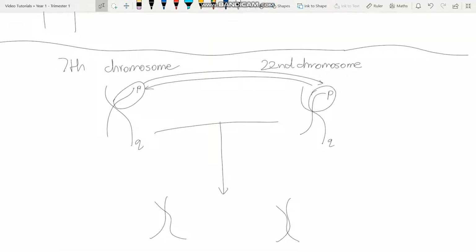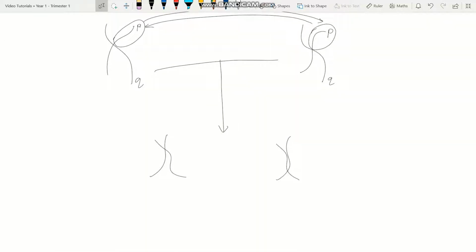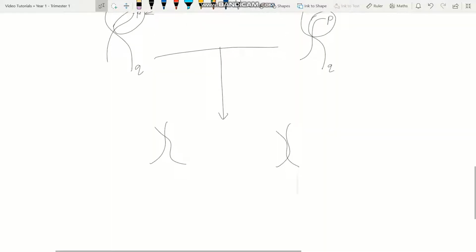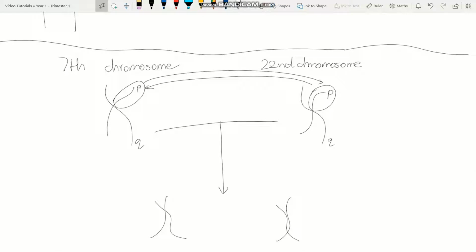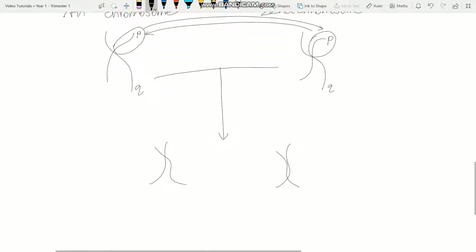However, in an unbalanced translocation, the story is a little bit different. This is because, in this case, a piece of genetic material is swapped between the chromosomes, but it's done in such a manner that it doesn't allow for equal sharing of the information. So in this case, although genetic material may have been swapped between the 7th and 22nd chromosome, it may change the size of the chromosome or the particular genetic material it has in order to have a negative effect eventually in the fetus.